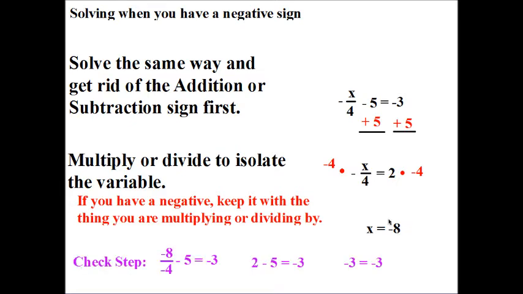Again, always check your work. So plug in negative 8 back into the x. So now I have negative 8 over negative 4 minus 5 equals negative 3. Negative 8 divided by negative 4: two negatives make a positive. So I have 2 minus 5. 2 minus 5 is negative 3. So negative 3 equals negative 3. So we got that right. x equals negative 8. Okay?